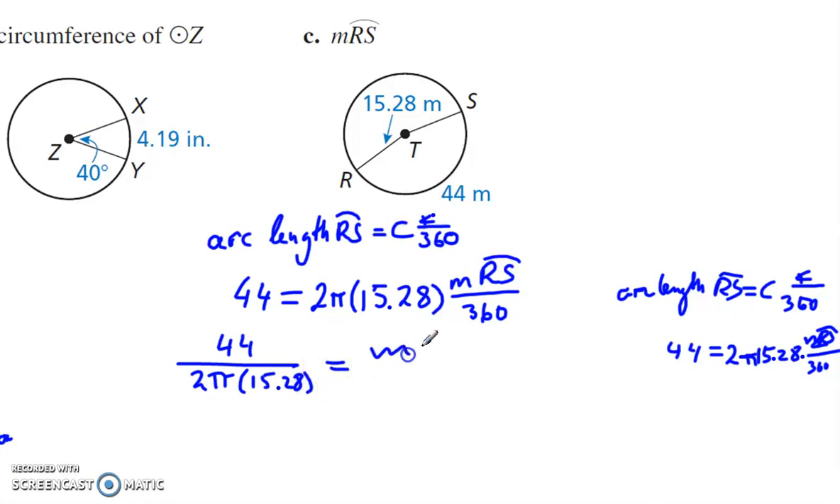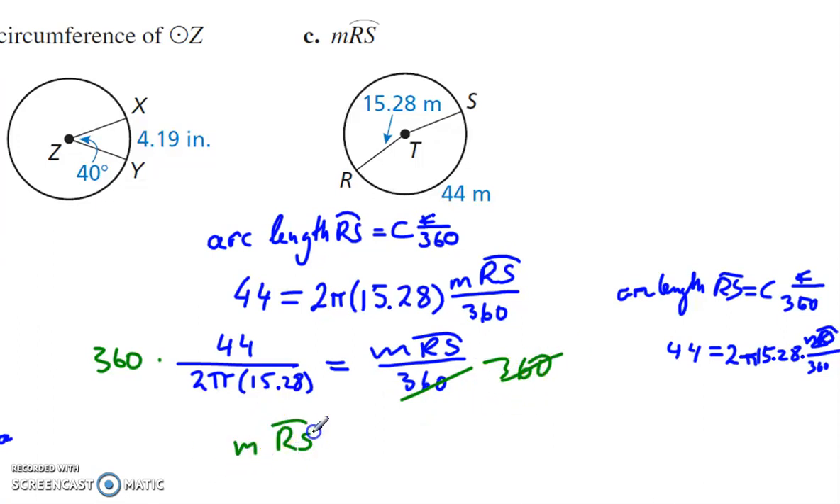And that is the measure of RS over 360. Multiply each side by 360. This cancels out. And the measure of the arc, all right, the measure of the arc is the degrees. Remember that. And that's approximately 165 degrees. So arc length versus arc measure. Sorry, notice I made that mistake.